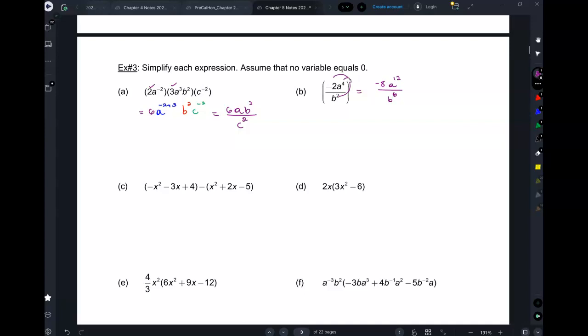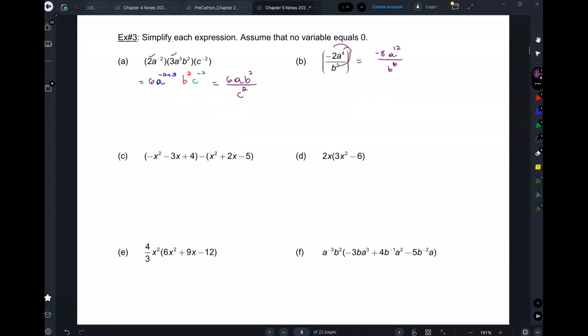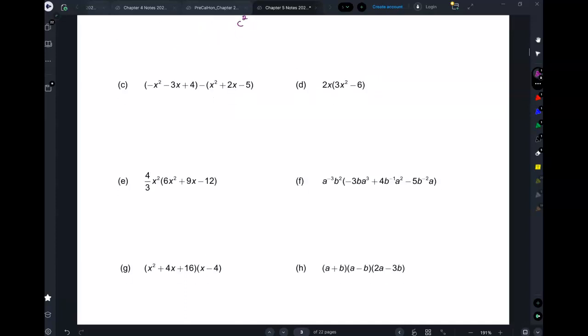Okay? All right, here. But I thought you couldn't have negatives. There is a negative coefficient, but no negative exponents. Okay, I see. Okay, so here we're going to distribute that negative. So I'm going to get negative x squared minus 3x plus 4 minus x squared minus 2x plus 5. Let's combine like terms. So these will be negative 2x squared, negative 5x, positive 9.